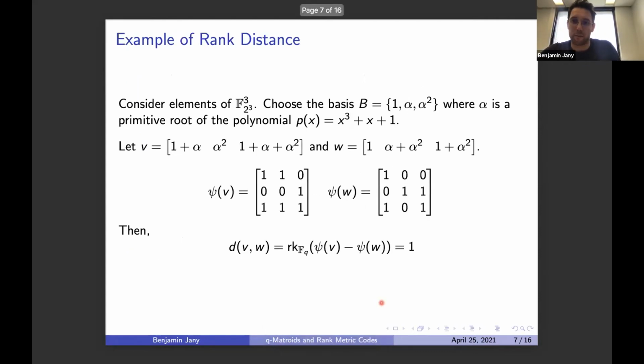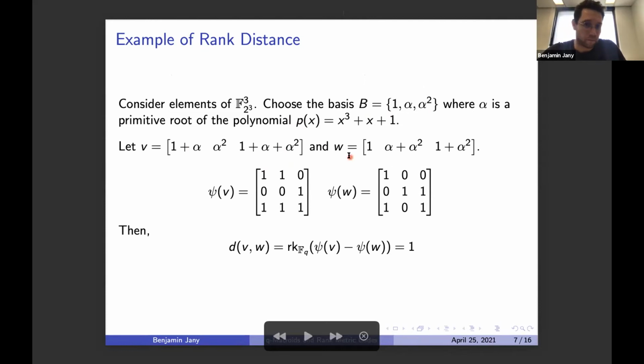Let's look at a quick example. Let's consider elements in F_2^3. Fix an ordered basis of the field extension F_2^3 over F_2. Just choose one, alpha squared, where alpha is the primitive root of this polynomial right here. Choose two random elements, V and W.